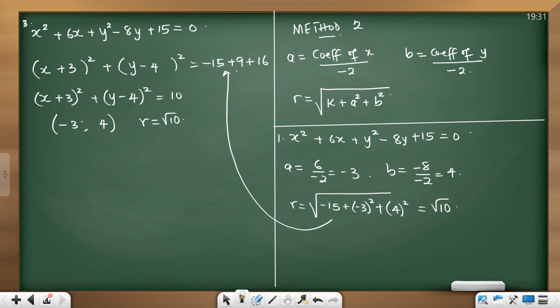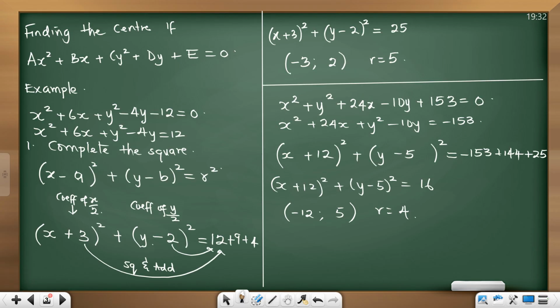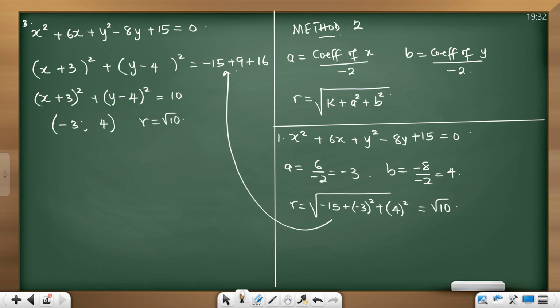Can we try one of the equations we did, just to make sure? You have your second equation. What's your second equation? Please use number 2 for me. X squared plus y squared plus 24x minus 10y plus 153. Use that. We okay? I want us to get the center, get the equation, and start from there.